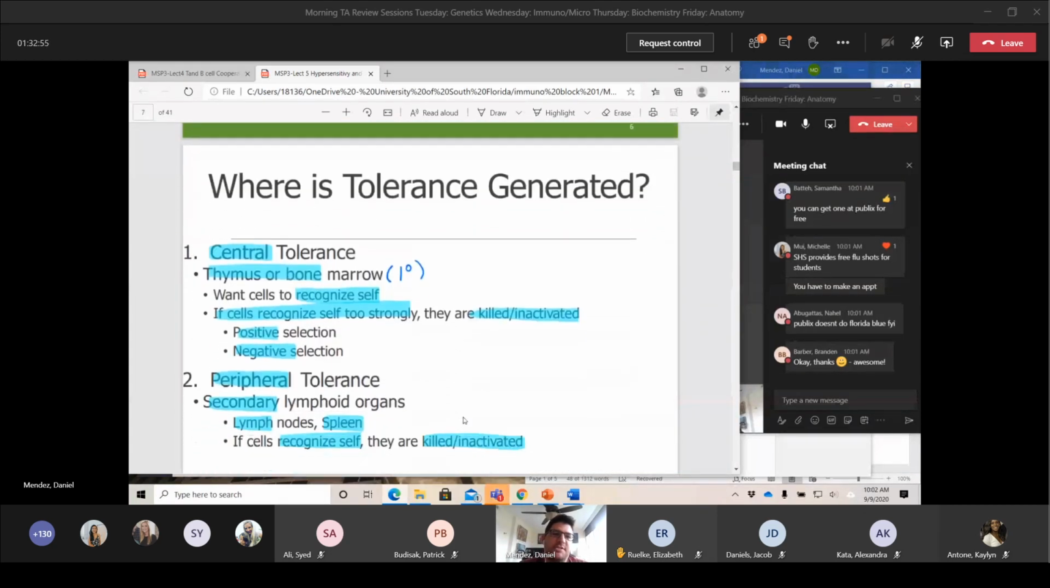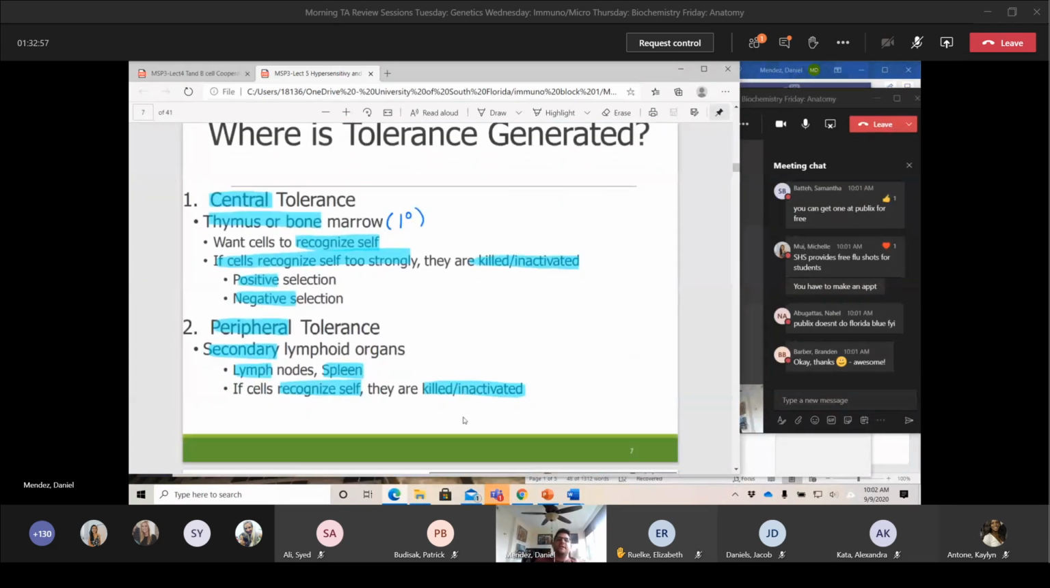All right, so where tolerance is generated. Here she threw some terms at you: central tolerance and peripheral tolerance. So central tolerance is actually our education. Central tolerance is just where we educate our lymphocytes, whether it be in the thymus or the bone marrow, depending on the lymphocyte you're talking about. And this is also where we have positive selection and negative selection. Remember, positive selection is when we are selecting for cells that have a small reaction to self.